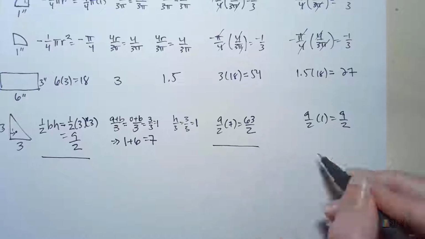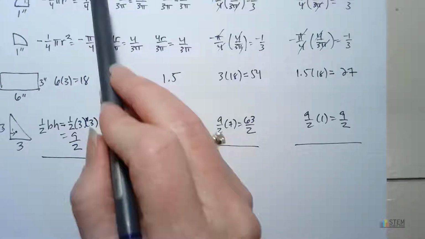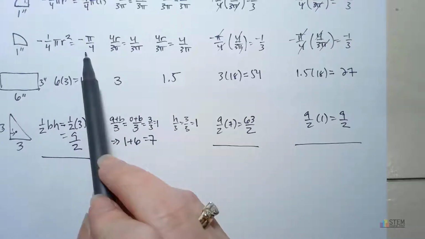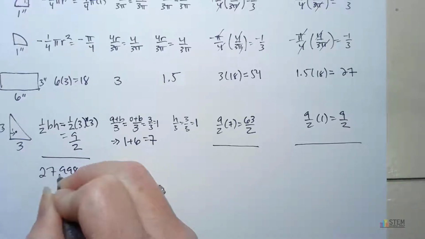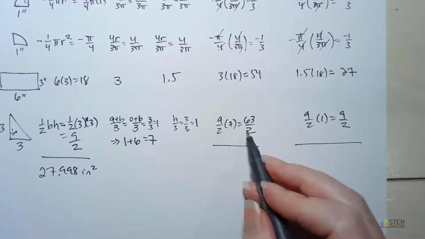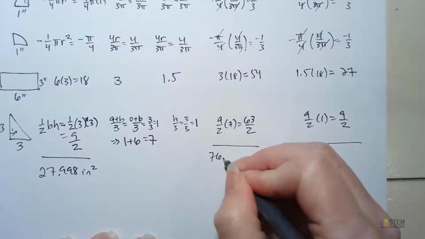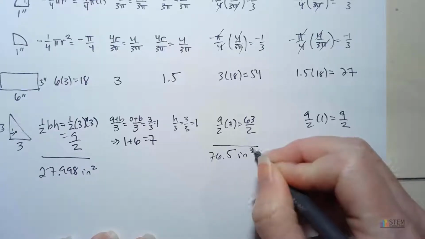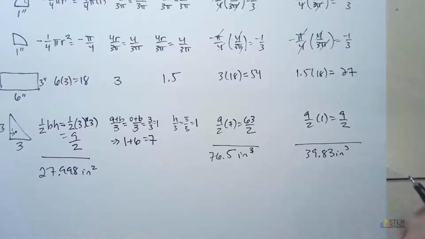So let's go ahead and do our summations. We need to get the total area because that goes in the denominator of our equation for x bar and y bar. So you're just going to sum all these up. Make sure you remember these negative signs here. When you add all of those up, you're going to get 27.998 inches squared. Then we come over here and do the summation of everything in this column. That's going to give you 76.5 cubic inches. Same thing over on this one, you get 39.83 cubic inches.